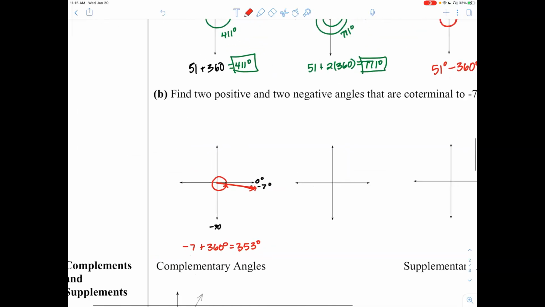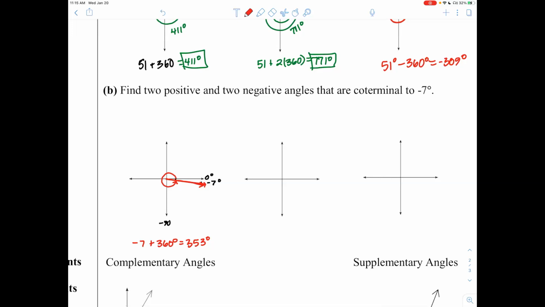Okay, so why don't you press pause and find the other 3 and then come back and see how you did.